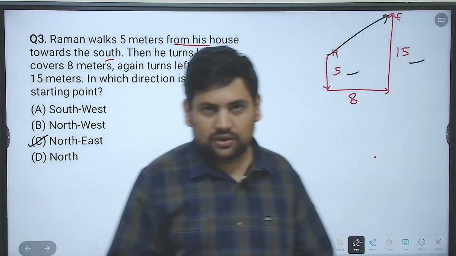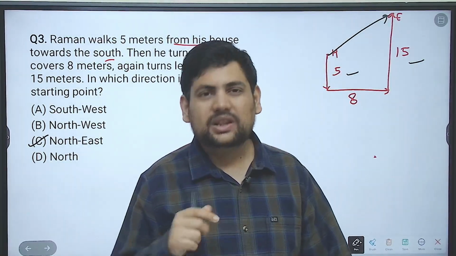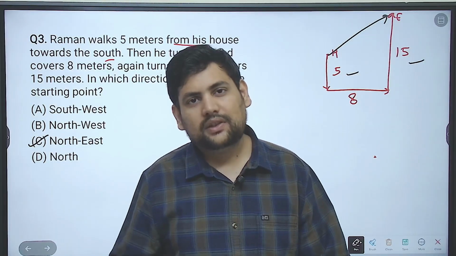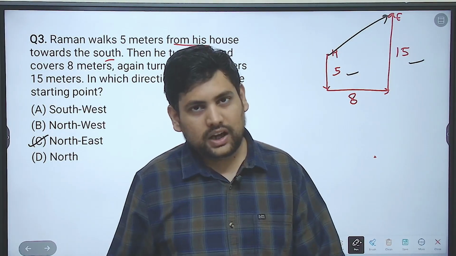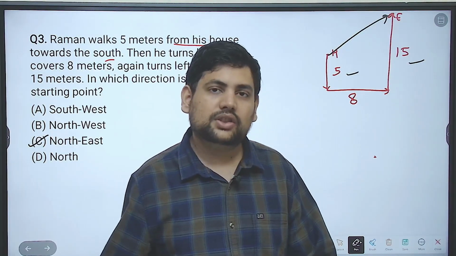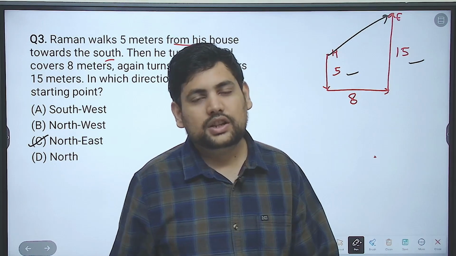This is all you have to do. First, start with wherever it is given, for example home, office, whatever, and then whatever distances are given, left, right, south, west, draw all that. It reaches an end point, then join the initial point and end point. Whatever is the direction is his direction from the initial point.